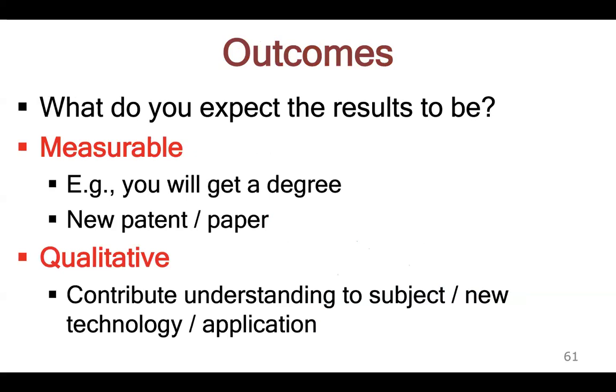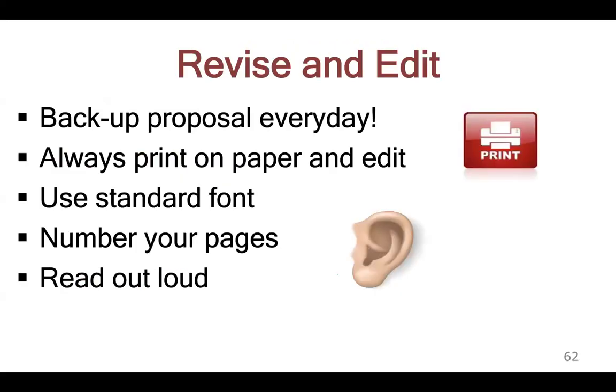Okay, so you will get a degree, a new patent, a publication. You have to already see: I'm doing this research, what am I going to get out of it? Some people are just doing research for publications. Some people need to get an instrument, a patent. Or it could be qualitative, contributing to understanding of a subject, a new technology or application and so forth. So you have to oversee what outcomes you're going to get. You don't have to write it in the proposal.